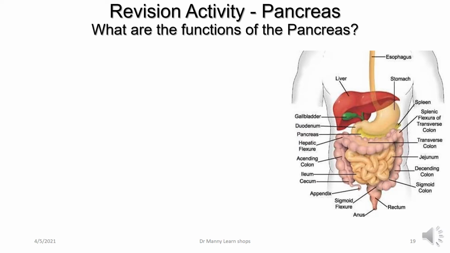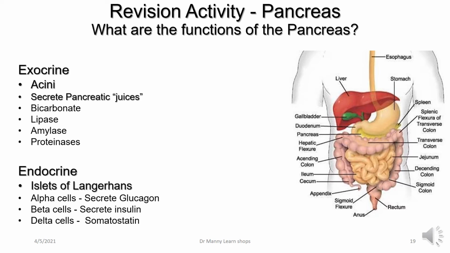Okay, let's review the pancreas now as an accessory organ in the gastrointestinal system. What is it? Well, it's an exocrine and an endocrine organ. As an exocrine organ, it has acini and it secretes pancreatic juices. And the pancreatic juices aid breakdown of food and prevent damage from hydrochloric acid that comes with that food. So they secrete bicarbonate, lipase, amylase, and proteinases.